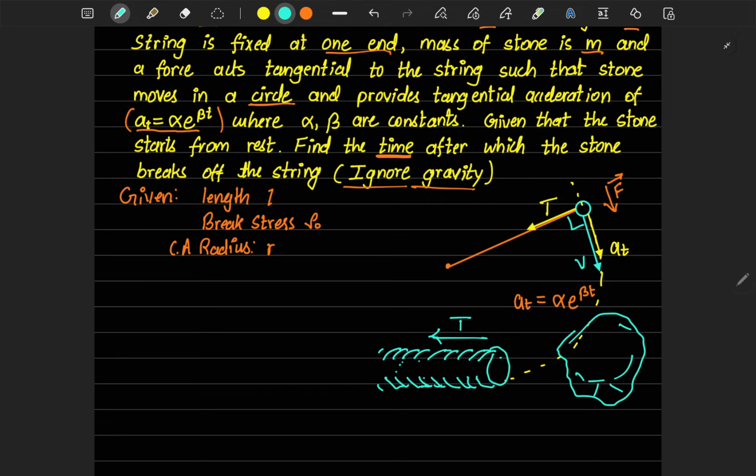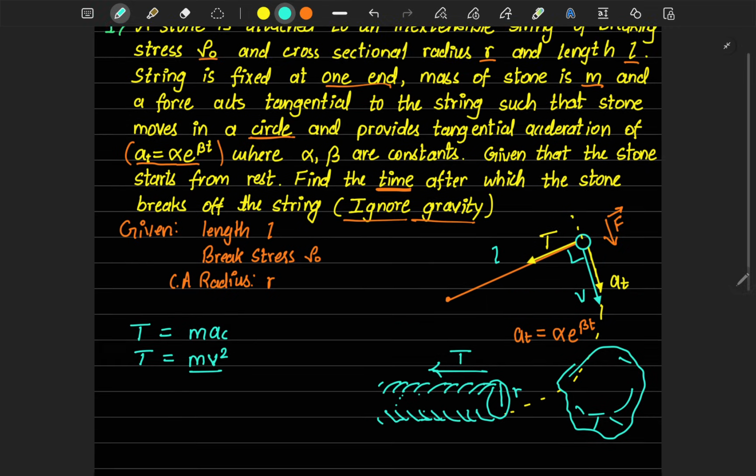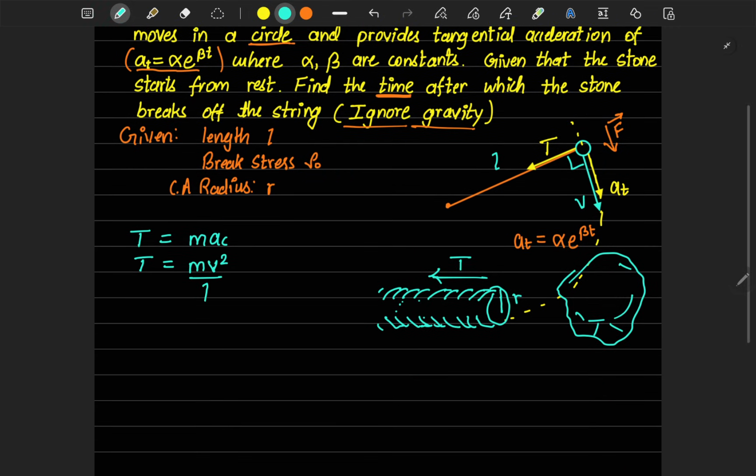So if we observe, tension force is the force which is giving it the centripetal acceleration, and this is our radius of cross section. So we can observe that tension force is the force which is giving it the centripetal acceleration. So T is equal to m into a centripetal, and we know centripetal acceleration is v square by, what is the radius of the circle? L, the length of string. Okay, so we have m v square by L.